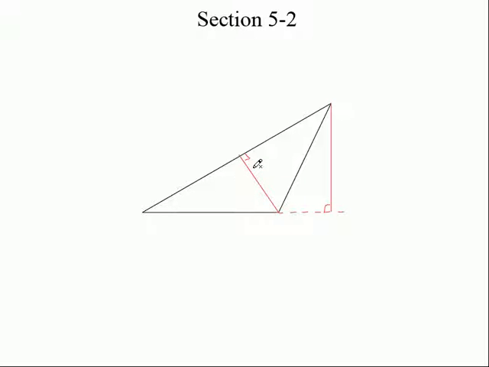Would you agree? All right, let's do the third altitude, which would be from here to its opposite side. Now look, am I going to get a right angle anywhere here? No, so what am I going to have to do? I'm going to have to go way down here like this. So what am I going to have to do to that side? I'm going to have to extend this side.